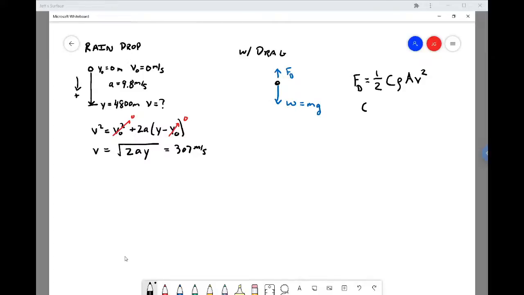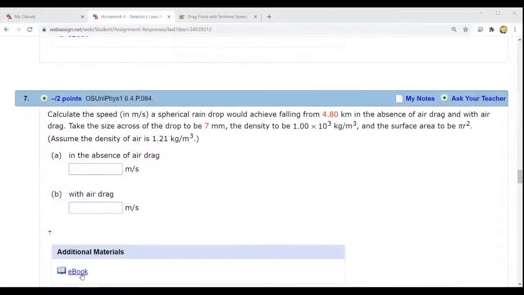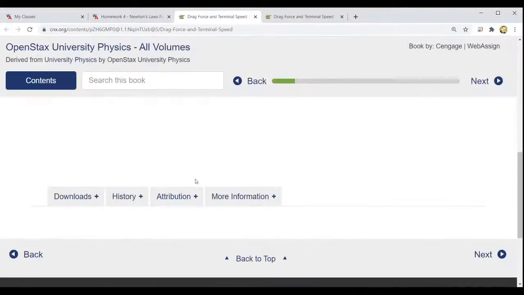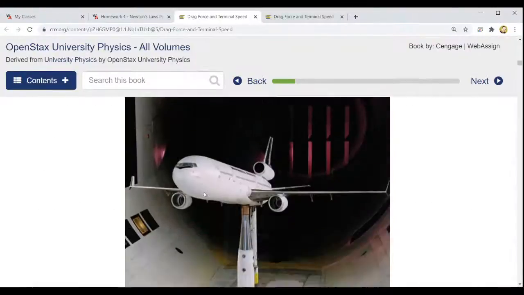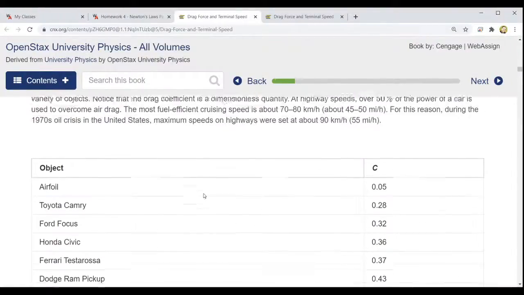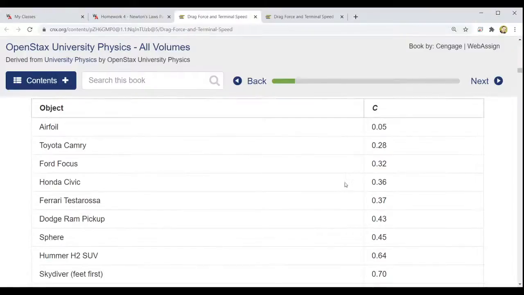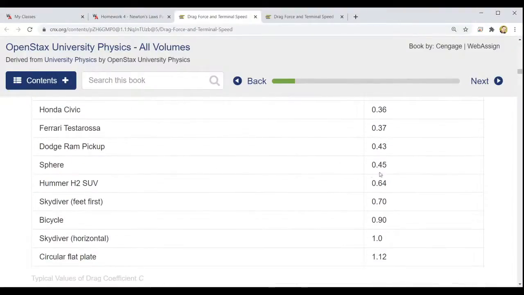Well, C is the drag coefficient. Sorry. It's like a coefficient of friction. And this depends on the geometry of the object. Go back to our ebook here, and we've got this table. It depends on the geometry of the object. A Toyota Camry has a drag coefficient of 0.28. A sphere has a drag coefficient of 0.45.